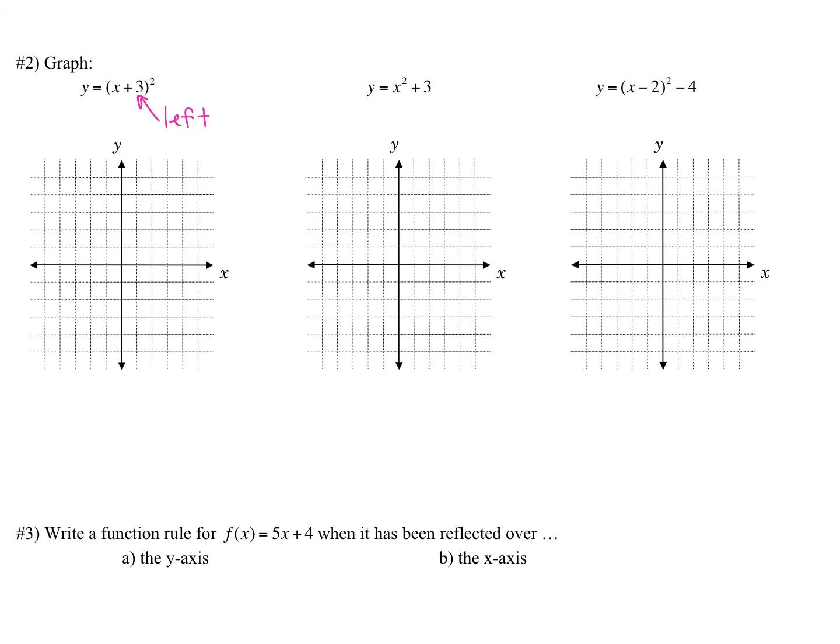So from your parent function, right? Parent function starts at (0, 0). So 1, 2, 3 to the left. And then up 1 over 1, up 1 over 1. But this is the curve. This is the U shape. Like that.